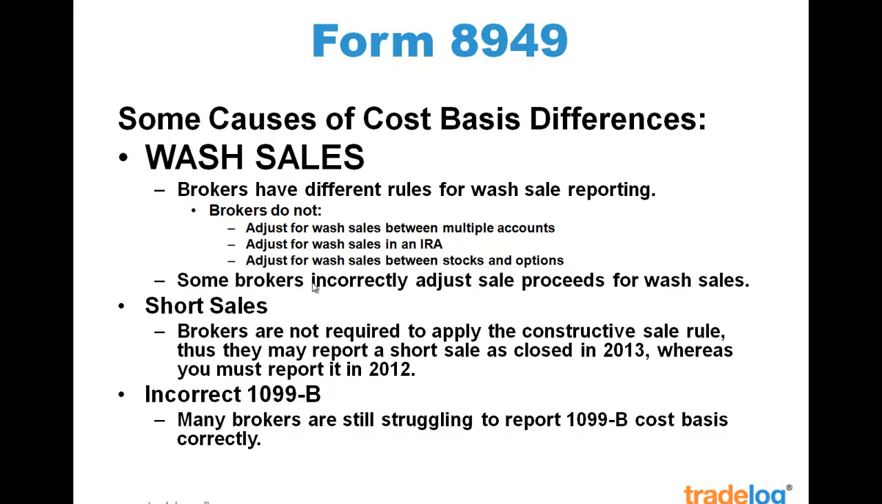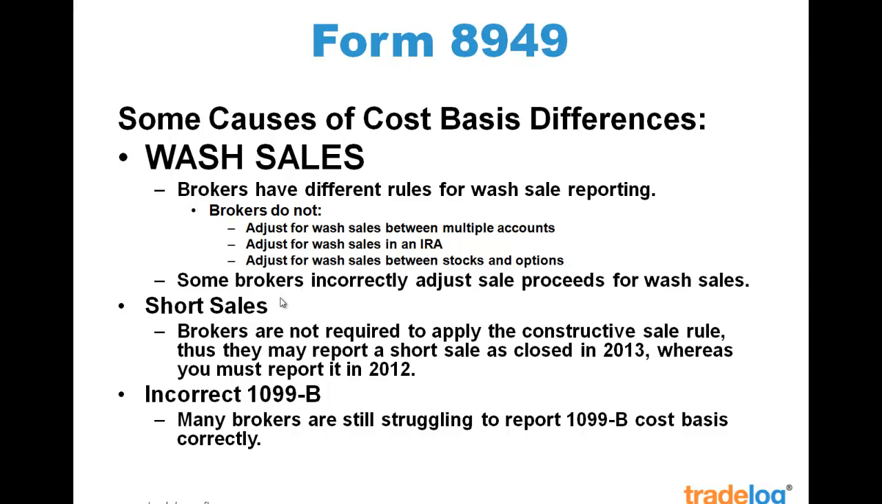Besides that, as we've discussed already, some brokers are incorrectly adjusting sale proceeds for wash sales. That's going to affect cost basis numbers and cause a cost basis difference. Some short sales are not going to be reported the same in 8949 and the 1099 because of the rules we discussed earlier. That may cause differences in cost basis numbers.